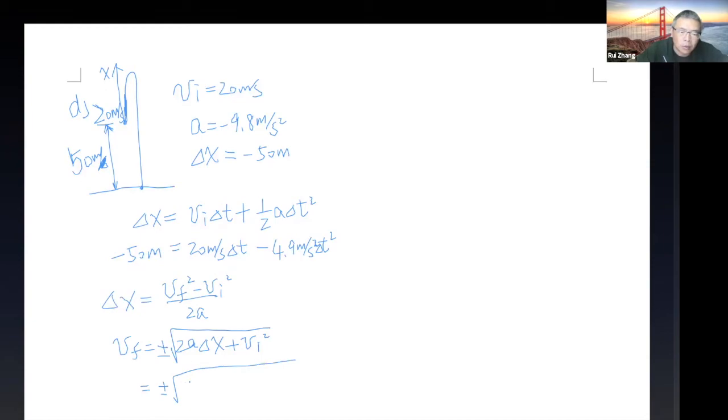We get 2 times negative 9.8 meters per second squared times negative 50 meters, plus VI squared, which is 20 meters per second, squared. Again, notice the two minus signs are both important. They cancel each other out, so you have a positive number. If you do this calculation, you get plus or minus 37.15 meters per second. The unit under the square root, meters squared per second squared, gives meters per second.